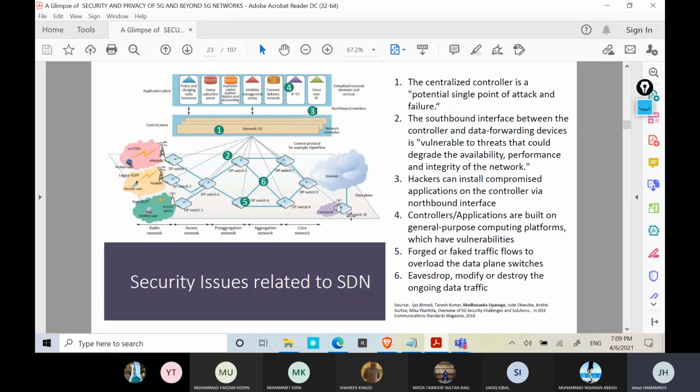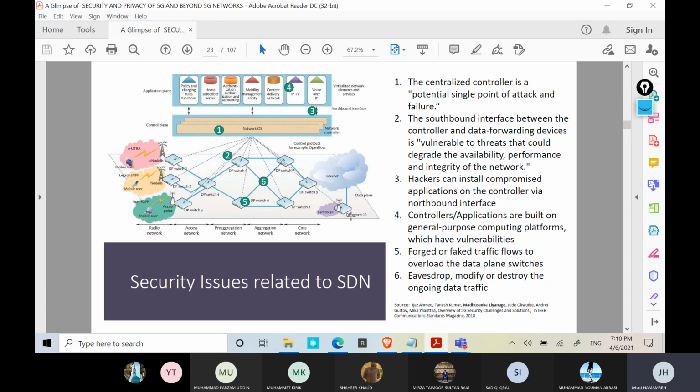Fifth, you have forged and/or fake traffic flows to overload the data plane switches, because this can happen in the network as well because of the software defined network, because of the new technology called SDN. Sixth, you have eavesdrop, modify, or destroy the ongoing data traffic. All these are threats that exist due to software defined networks.